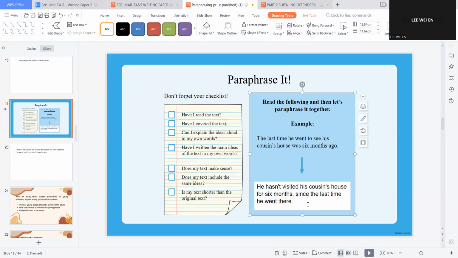He hasn't visited his cousin's house for 6 months since the last time he went there. Is it the same? It's the same, right? Yeah, it's the same. So he hasn't visited his cousin's house for 6 months. Because you count, right? For 6 months ago, that means he hasn't visited for 6 months already. He hasn't visited since the last time he went there.